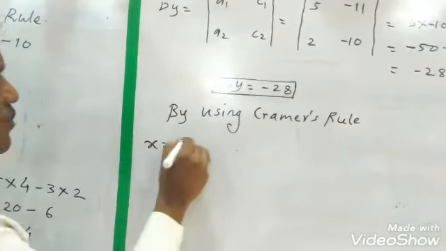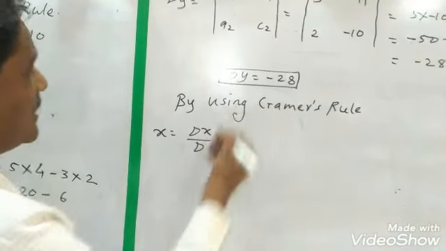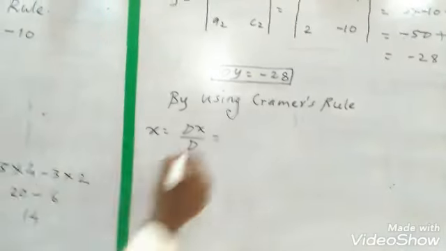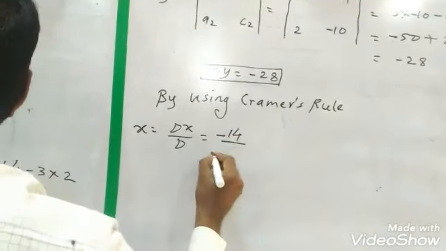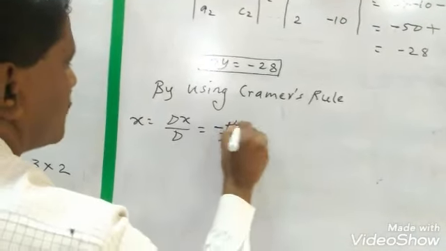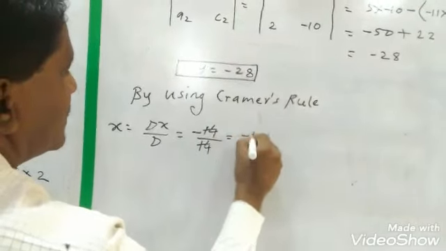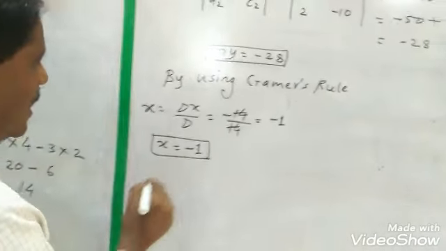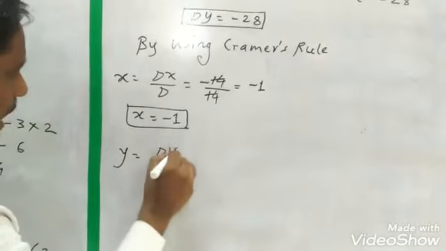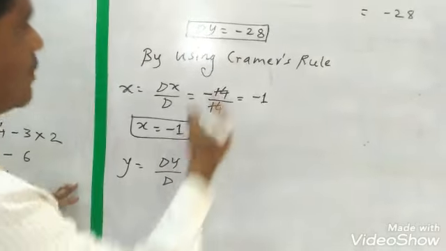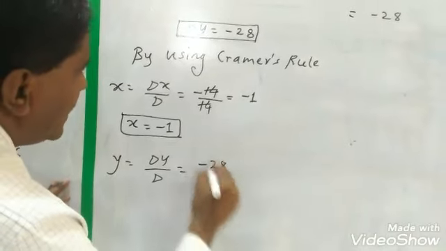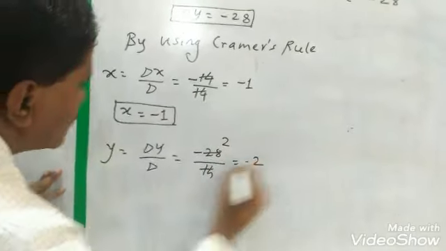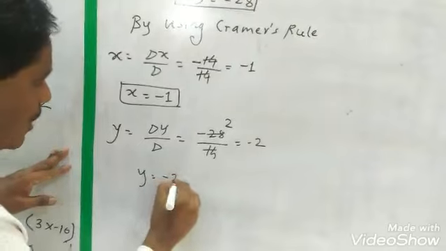Then x is equal to Dx upon D. The value of Dx is minus 14, divided by the value of D, 14. The 14s cancel, and remaining is 1. X is equal to minus 1 is the value of x. Again y is equal to Dy upon D, where Dy is minus 28 and D is 14. 14 times 2 is 28, so y is equal to minus 2.